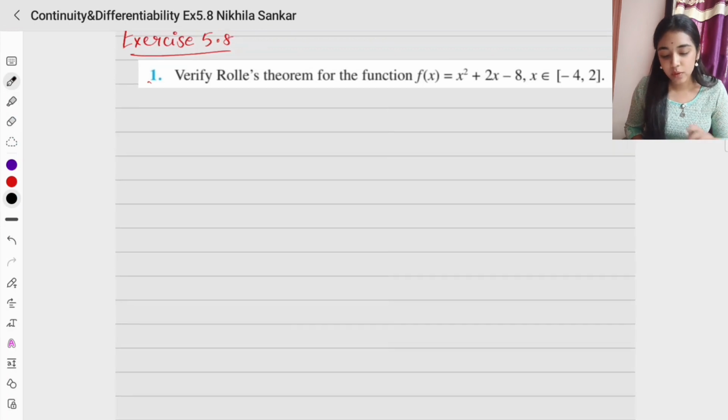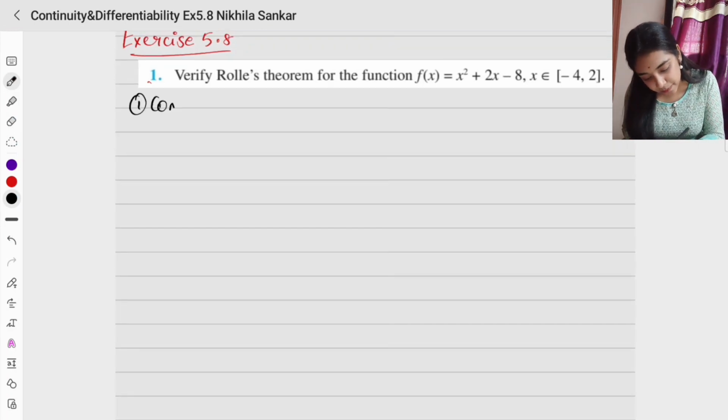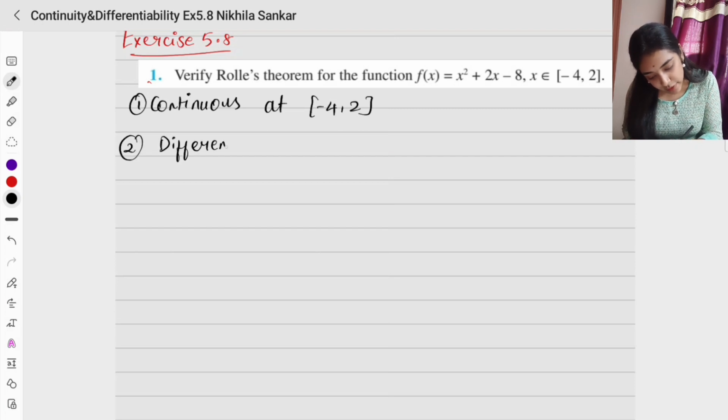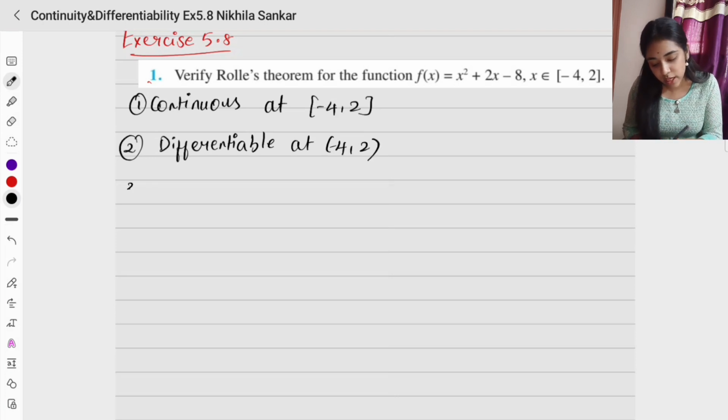Okay, now first point enna, continuous. Polynomial functions are continuous at what is my interval? Closed interval -4, 2. Next, differentiable. So it is differentiable at open interval -4, 2. இப்போ third point என்ன கேக்குறாங்க? Rolle's theorem கேக்குறாங்க. So what is my third point? I have to check if f of a equals f of b.